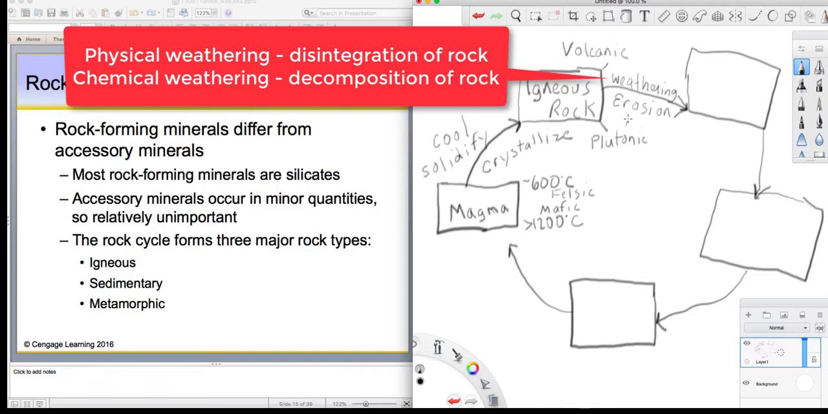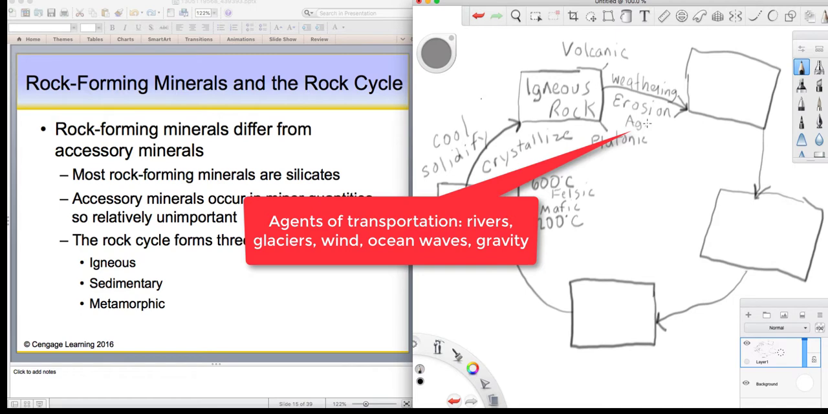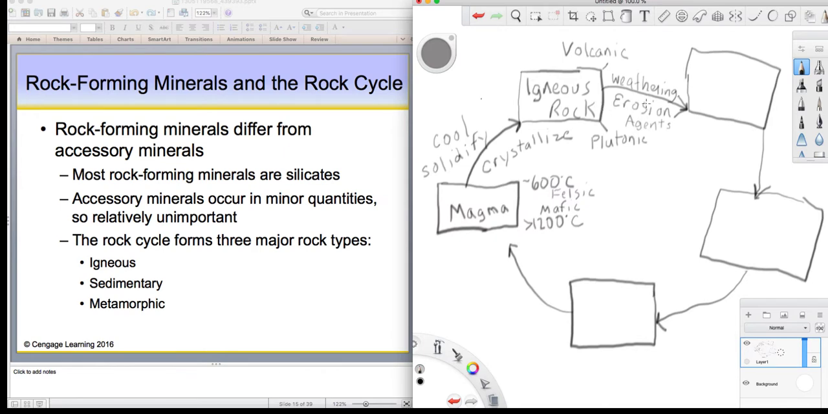So we think about some agents of transportation. What agents could move the weathered material? Well, rivers, wind, glaciers, gravity, downslope movement of materials. But what we get out of here, think about when you go to the beach, is loose material, which is sediment. It's not a rock yet. It's just loose material, and we call that sediment. The sediment can come in a variety of different sizes, from boulders, cobbles, pebbles, granules, sand, or mud-sized sediment. The key thing about this is that it's loose. It's not a rock yet.